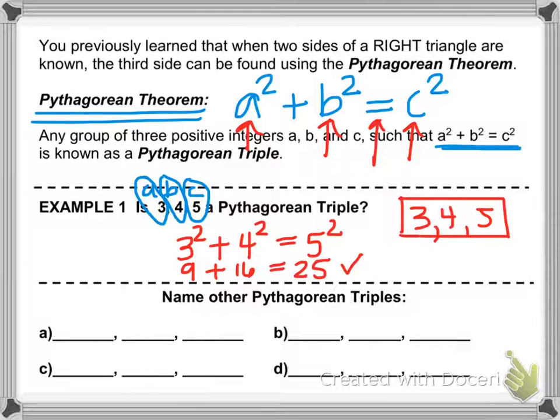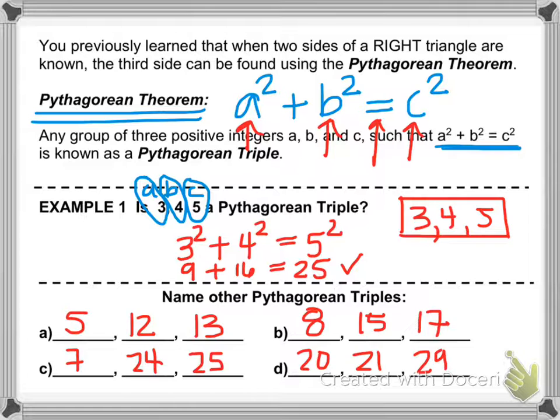The reason why this is good to know is that you will be able to recognize these. This is a really common triple for right triangles. There are other Pythagorean triples. Here are some other common Pythagorean triples: 5, 12, 13; 8, 15, 17; 7, 24, 25; 20, 21, 29, in addition to the 3, 4, 5.